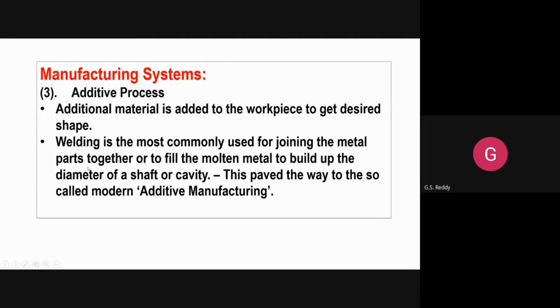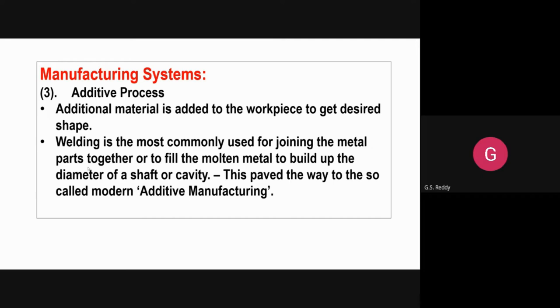Coming to the additive processes, material is added to the workpiece to get the desired shape. Welding is the most commonly used process for joining metal parts together, filling molten metal to build up the diameter of a shaft or cavity. For example, as all of you know, every electric motor will have a shaft and it will drive something to do work. So the shaft wears out. Its diameter wears out over a period of time, maybe due to lack of lubrication or sand particles and dust getting in and wearing it out. So nobody is going to throw the shaft away.